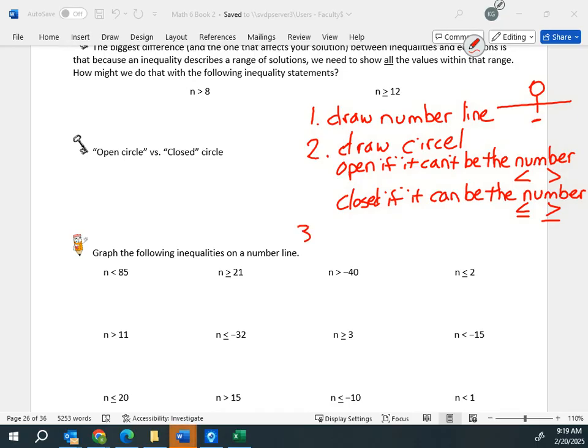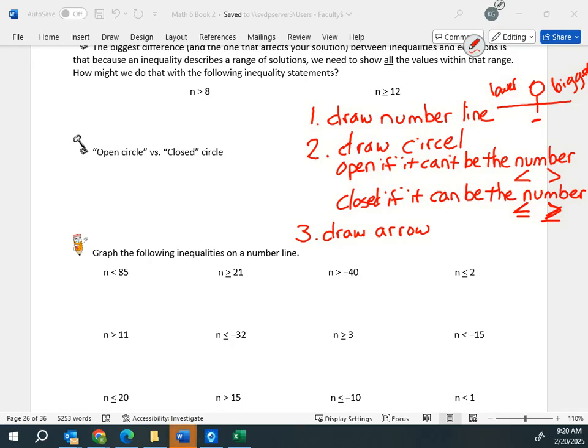Third step, draw an arrow. Remember, if it's less than, your arrow goes to the left. If it's greater than, your arrow is going to the right. So you're thinking, is my number less than 12? I'm going to go to the left. If it's greater than 12, I'm going to go to the right. So you have to think where your number is. Our number is supposed to be bigger. So this is numbers bigger, we go to the right, and numbers lower, we go to the left. So you need to see what your symbol tells you.